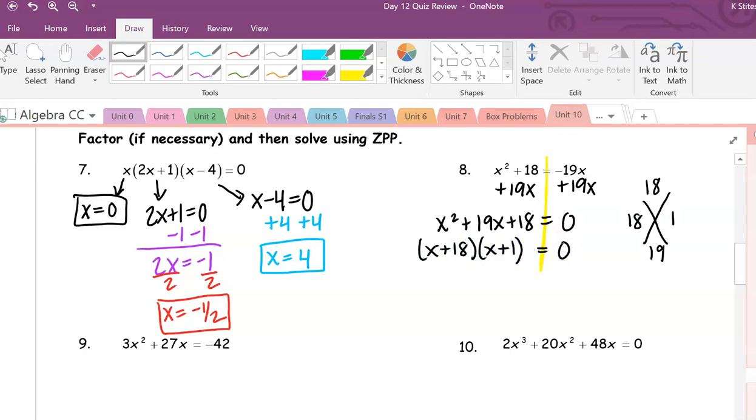Equals 0. And now, because there's an equal sign, I need to solve. X plus 18 equals 0. X plus 1 equals 0. Subtract. And subtract.